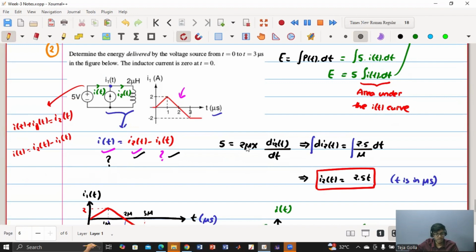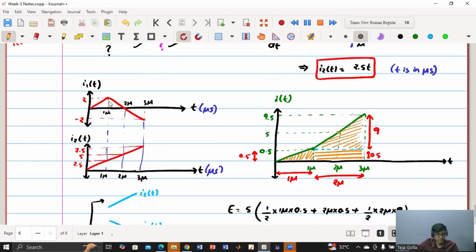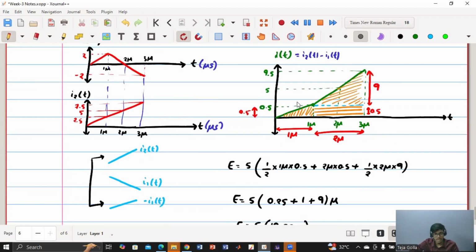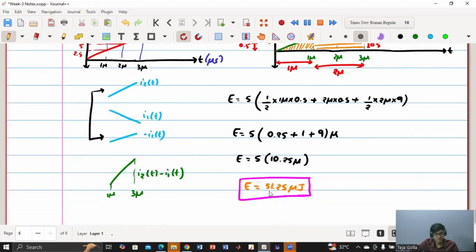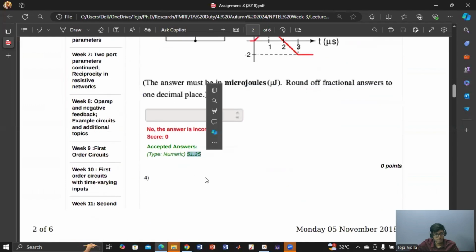So for calculating I2 of t, I have seen that there is an inductor here and I know the VI characteristics of the same. So V equal to L di by dt, and I have calculated I2 of t from which I got this curve. So if I have I2 of t and I have I1 of t, I know that I of t is nothing but I2 of t minus I1 of t. So I have used these two graphs to generate this graph, and I know the area under the curve of this I of t multiplied by 5 will give me the energy. So that's why I have multiplied 5 into this to get 51.25. So the answer is 51.25.